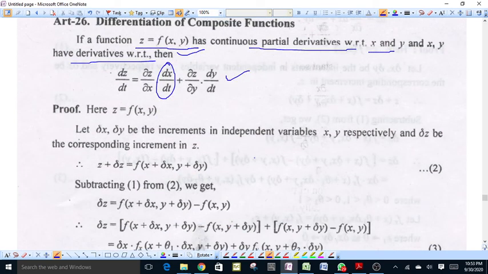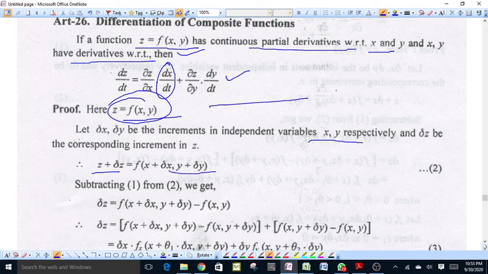Here we have z is equal to f(x, y), and suppose that delta x, delta y be the increments in the independent variables x and y respectively, and delta z be the corresponding increment in z. Then this can be written as z plus delta z is equal to f(x plus delta x, y plus delta y). Suppose this is equation 1 and this is equation 2.